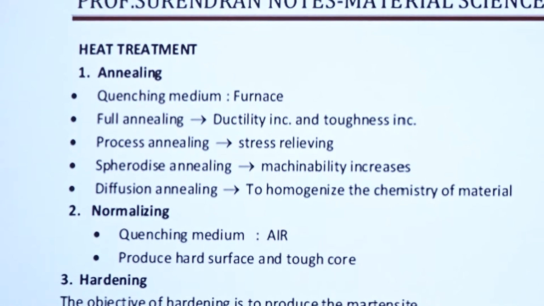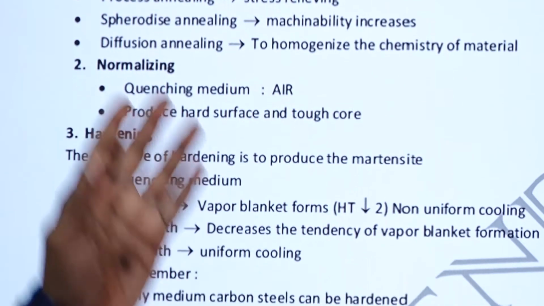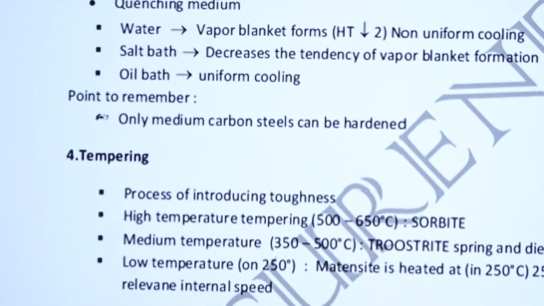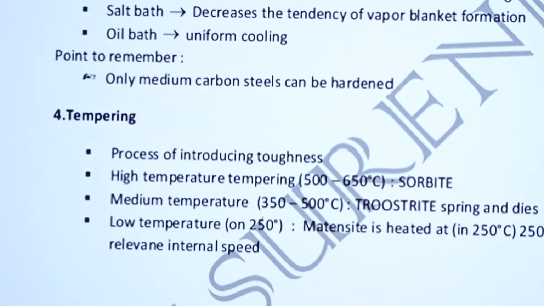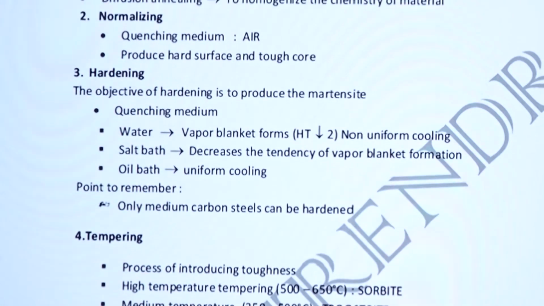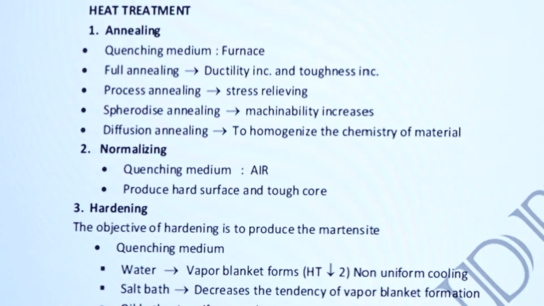So annealing is a process in which the material has to be cooled within the furnace. We have to switch off the furnace after heating, and there cooling takes place. Full annealing produces ductility and toughness. Process annealing produces stress relieving. Spheroidized annealing increases the machinability. Diffusion annealing homogenizes the chemistry of the material.